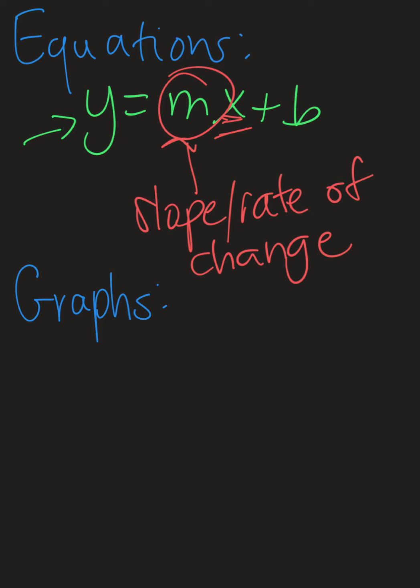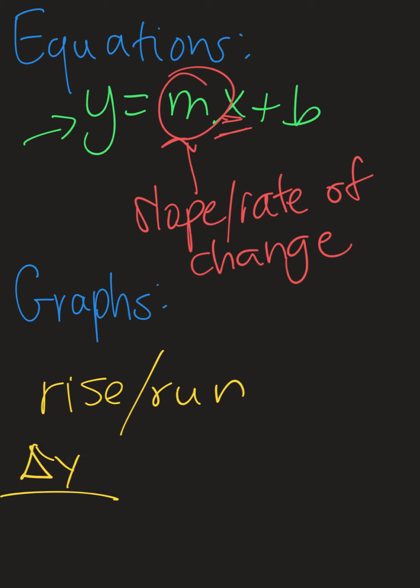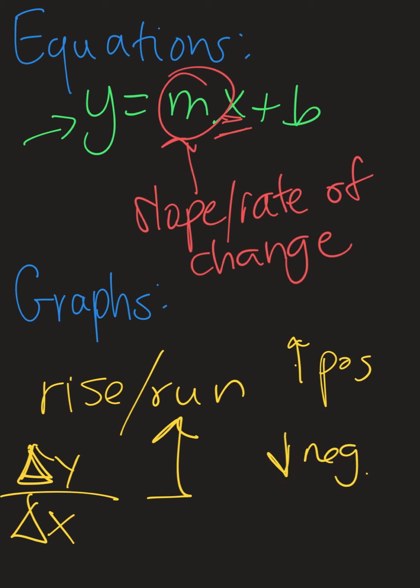In graphs, we are going to look at rise over run. So we look at how the y changes again over how x changes. But really what we're doing is we're looking at how the graph moves from left to right. Does it go up or down? If it goes up, it's positive. If it goes down, it's negative. And then we look at how it moves from left to right as well for our run component. Okay, so this is how much it moves up or down, and this is how much it moves right.